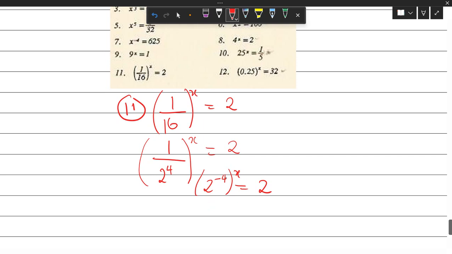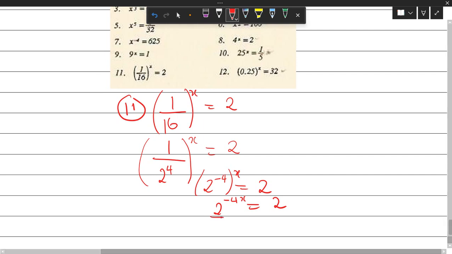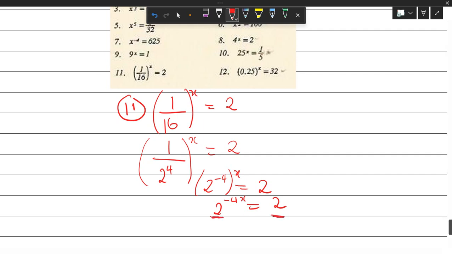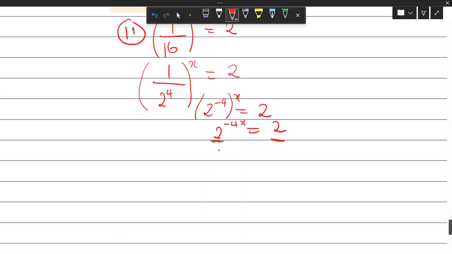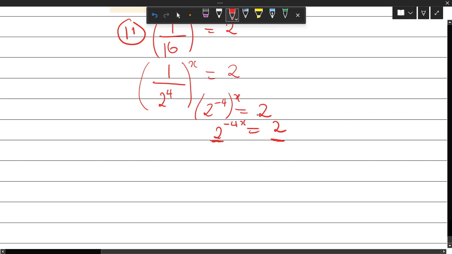So now you can multiply the powers. So negative 4 multiplied by x to be negative 4x is equals to 2. So everything we were doing here, we wanted to have the same base, this and this to be the same. So now that we have the same base, we equate the powers. So 2 and 2, we can't solve here. If there is 4, we can't solve. There has to be the same, this and this one. That's when you can equate the powers.